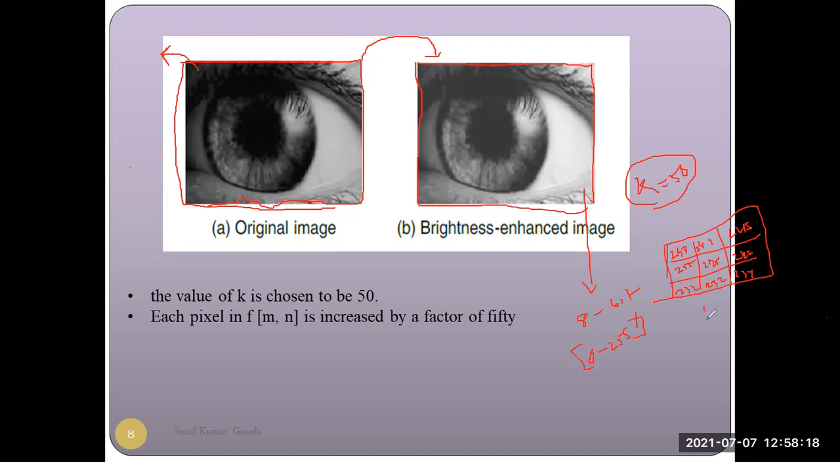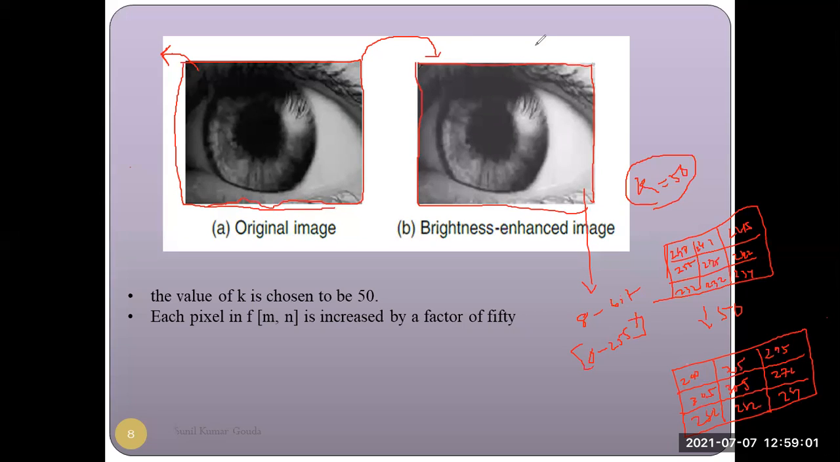Now when I add a constant value k here, what will happen to the modified pixel values? 50 is added to every one. Now it will be something like 290, 305, 295, 305, 305, 272, 282, 282, and 284.